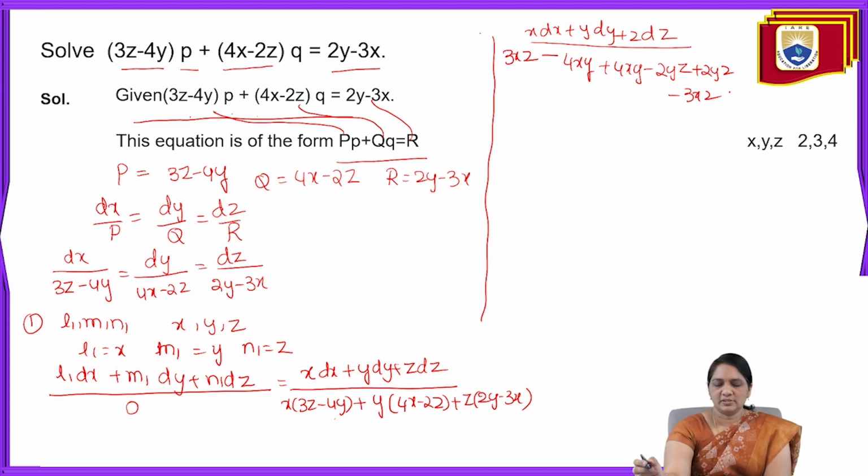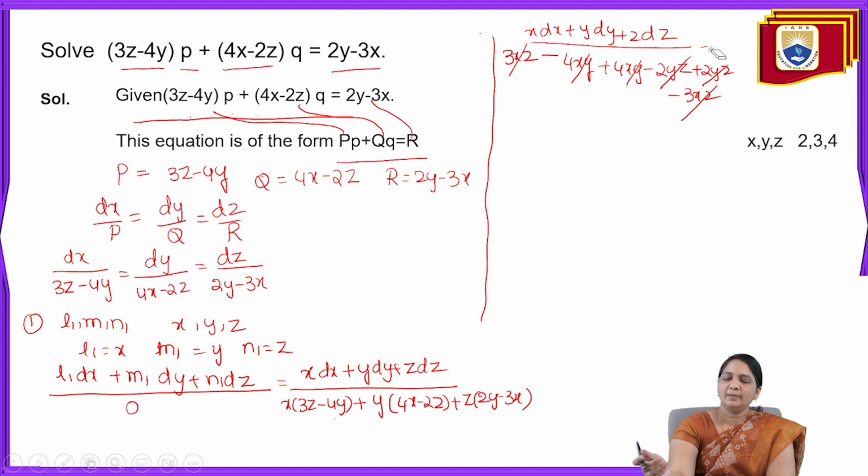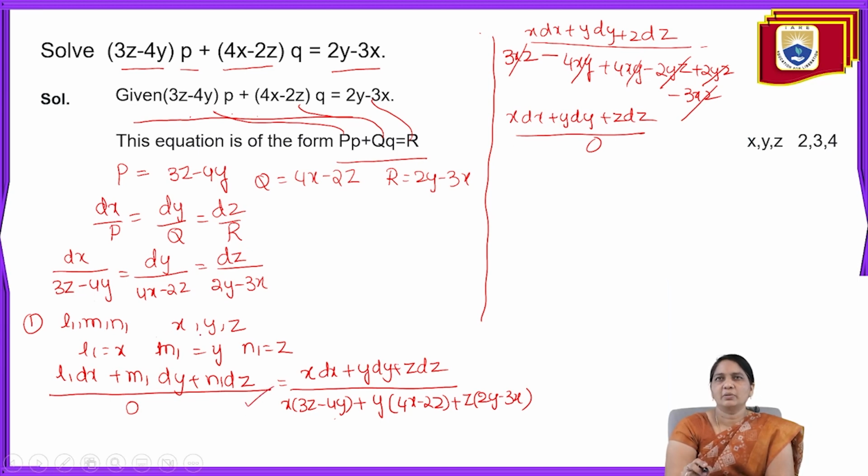So here this is equal to 0. So now 3xz minus 3xz, plus 4xy minus 4xy will be cancelled. So this one is 0. Now you can see here x into dx plus y into dy plus z into dz by 0. So here the condition is satisfied. Now I can say that these are the multipliers.